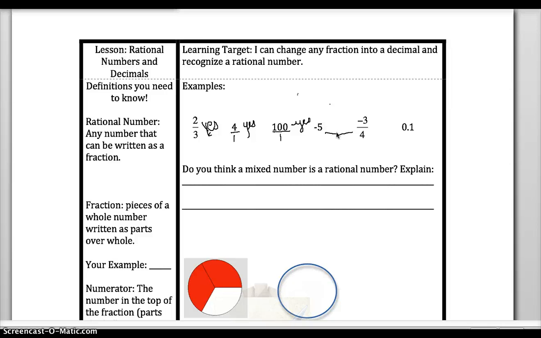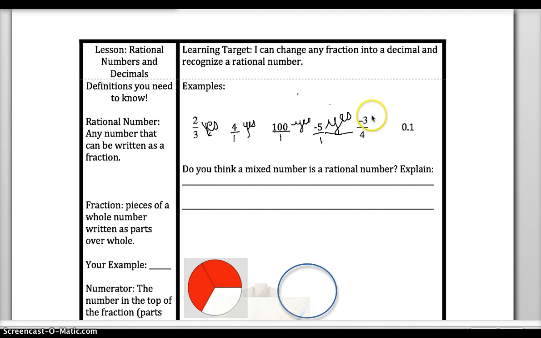And if you said yes, you are actually correct. -5 can be written as a fraction. It's the same exact way, -5 over 1. You just change this into a fraction. You don't have to worry about the negative there at all.